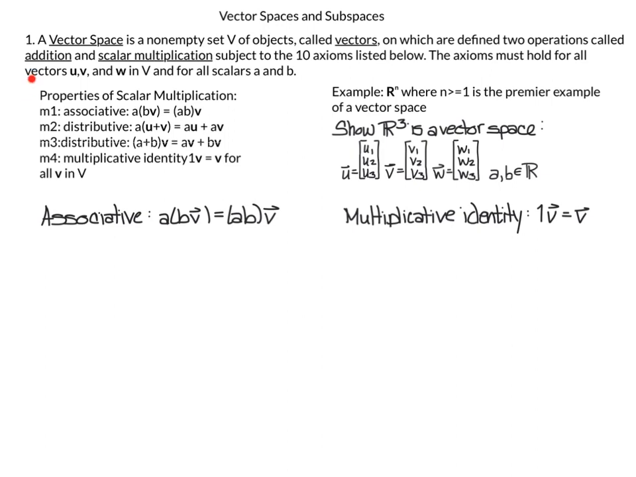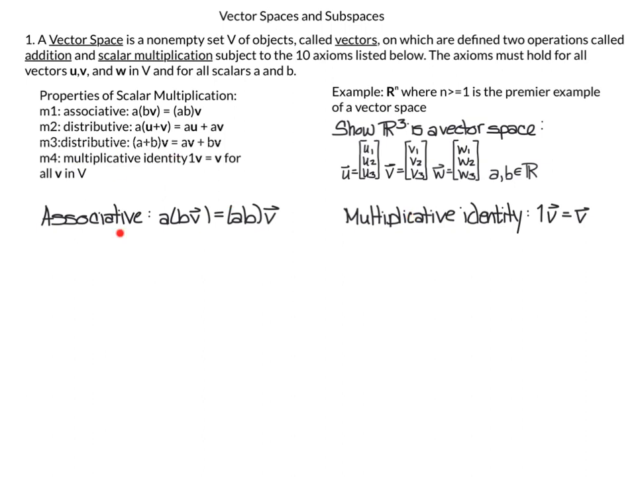Again, I cleared out our closure and our addition properties, and I left the properties of scalar multiplication just to give us more space. And again, we're looking at R3. We have our three representative vectors, u, v, and w, and we have our two scalars, a and b. For whatever reason, I decided I was going to show associativity and the multiplicative identity on this slide.